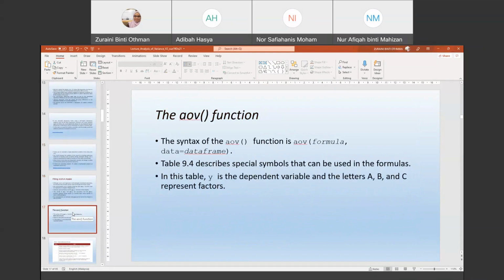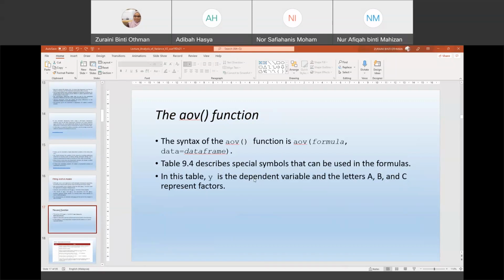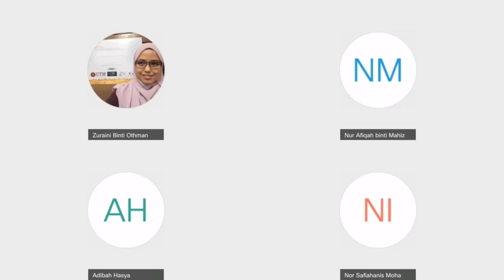So analysis of variance ni membantu kita to conclude something, whether it has the significant by determining the significant level to conclude something. Macam itulah. Okay. Any question? Okay tadi.